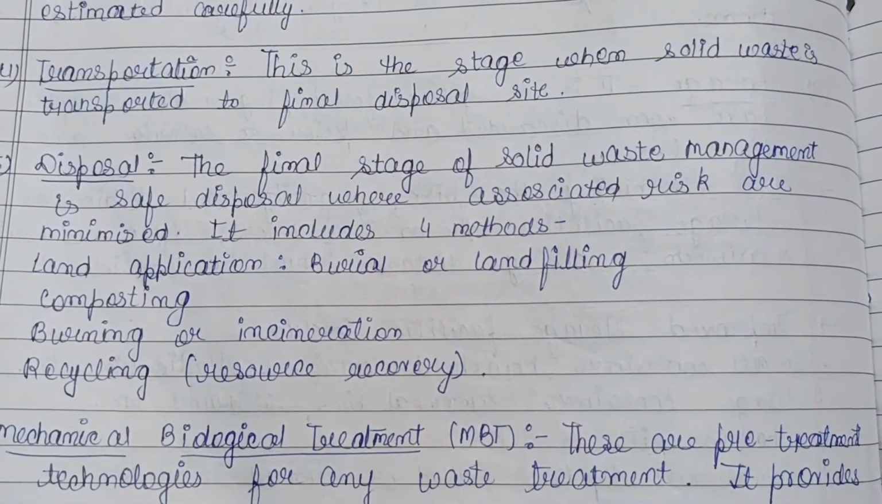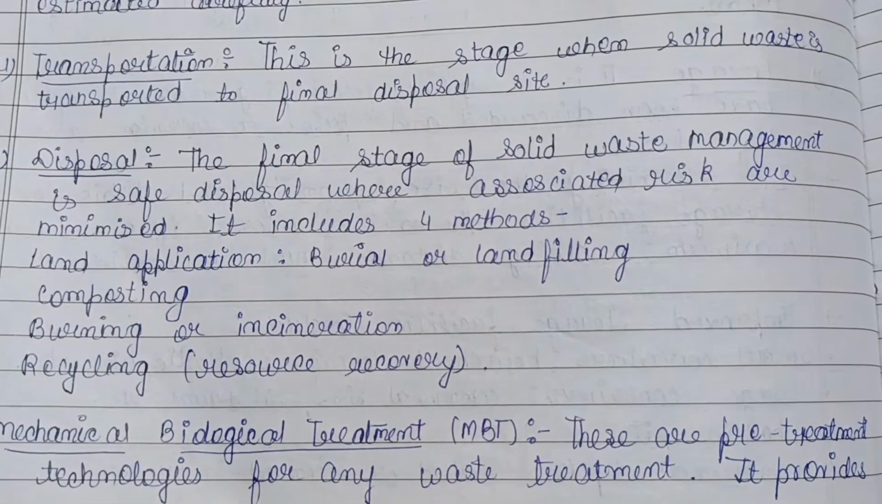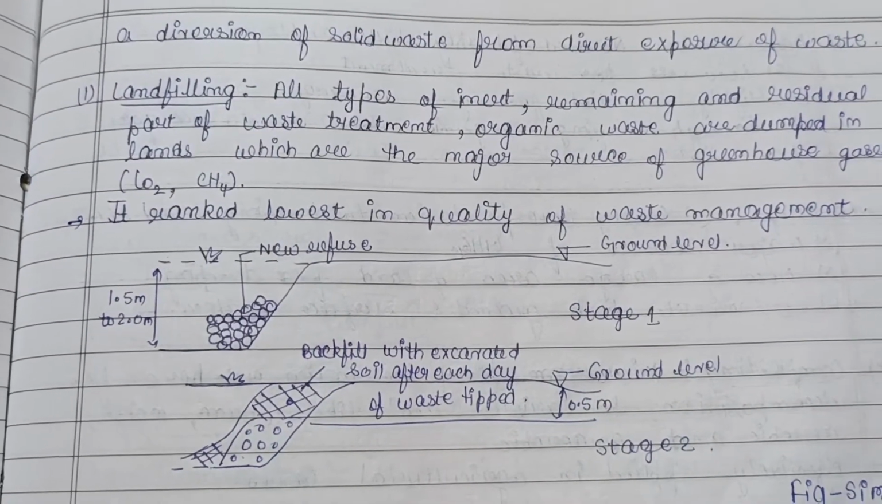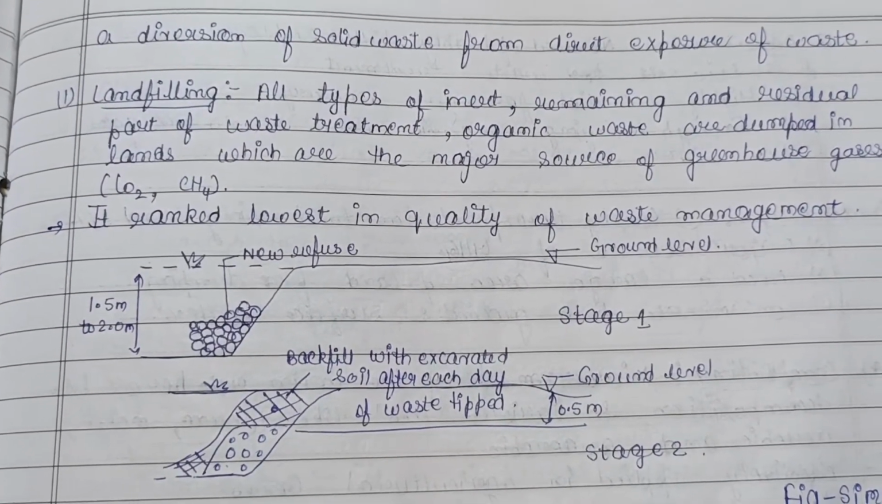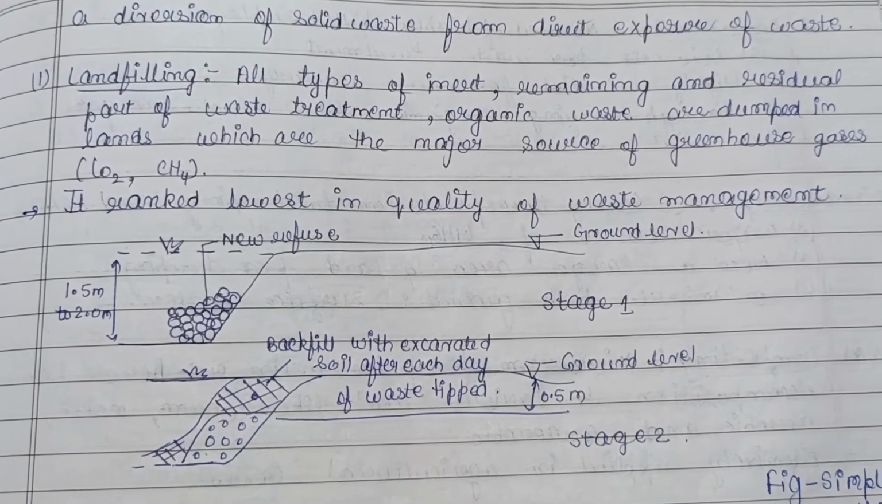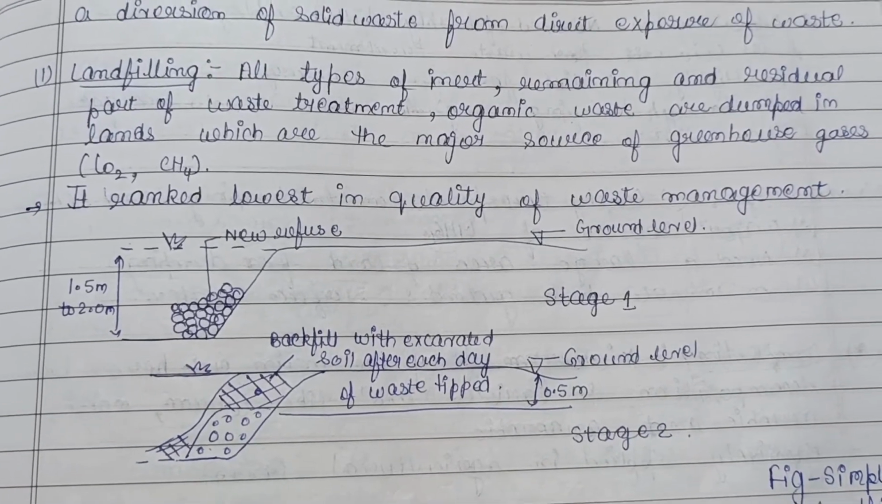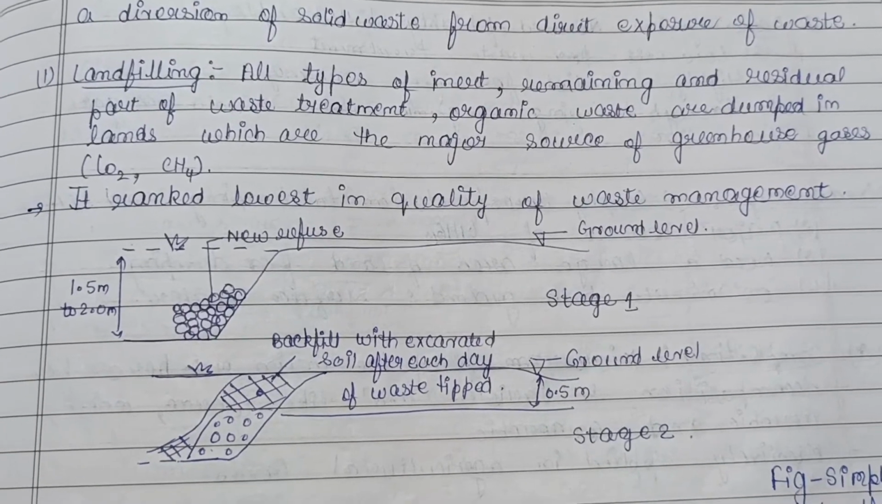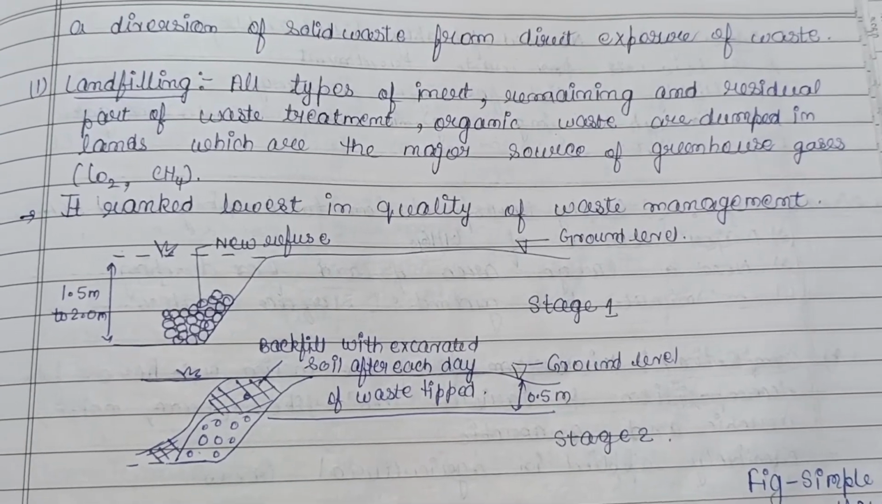So these are pre-treatment technologies for any waste treatment. They provide a diversion of the solid waste from direct exposure. Basically these are used to discard the solid waste so that it will not come into direct contact with any person. So first is landfilling.